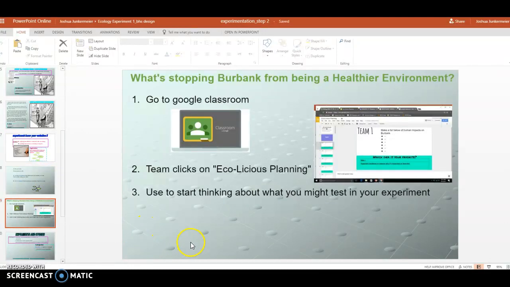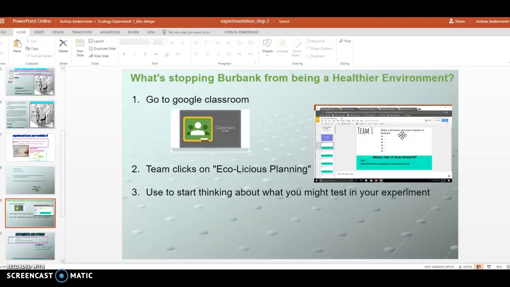Slide 9 reminds us, if we haven't done this yet, to go to Google Classroom and start listing things that we think are human impacts on the environment. Each team will do this. Each team at their table will go onto a computer, open up this Google slide, find their team number, like team 1 in the picture, and make a list of six possible variables, or six things that humans could be doing that affect the environment. And it's brainstorming.